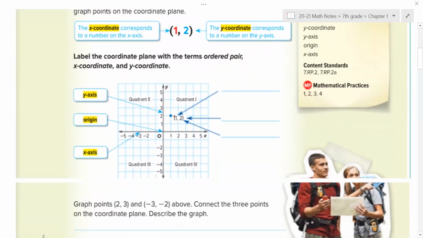We have this right here. We're graphing the point (1, 2). We have the y-axis right here from Friday, and we have the x-axis right there from Friday. So the 1 is the x coordinate. Then the 2 is the y coordinate. And these are both called an ordered pair.